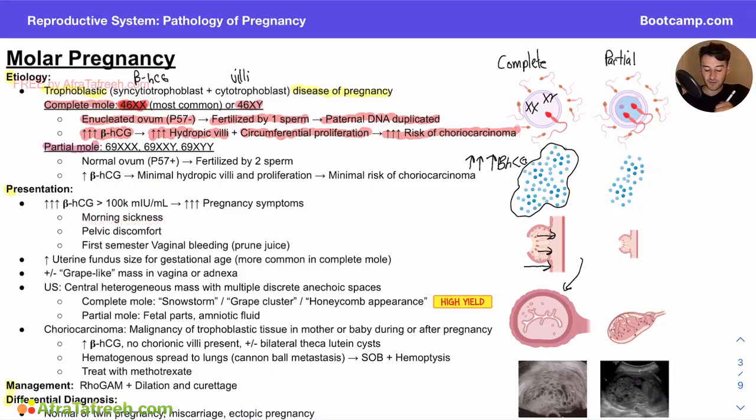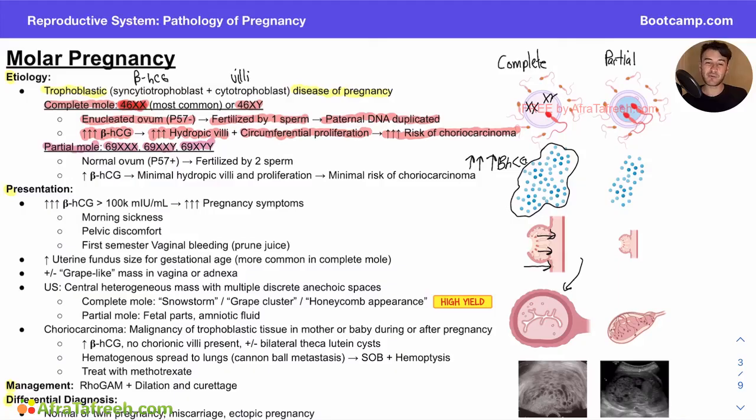So in our partial mole, we have fertilization of a nucleated egg, or an egg that's carrying genetic material, by two sperm. So two sperm are going to go in there and they're going to meet up with that genetic material. So there's no duplication of genetic material by the sperm here. It's just that we have 3 copies of DNA instead of 2. And so our potential genotypes here are going to be 69XXX, 69XXY, or 69XYY. And those are the 3 possibilities.